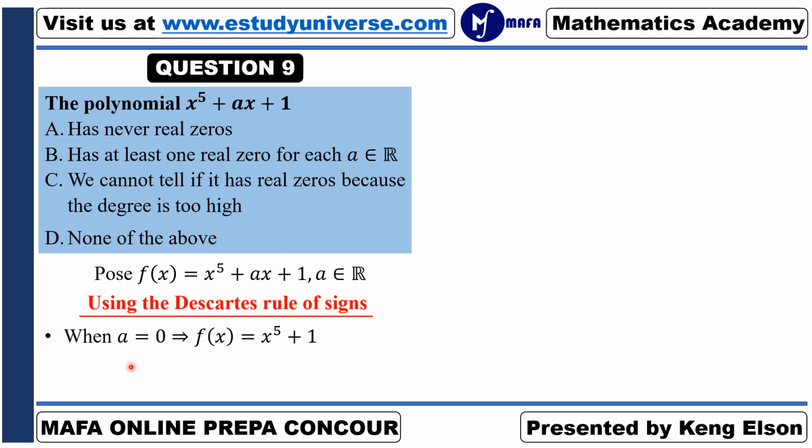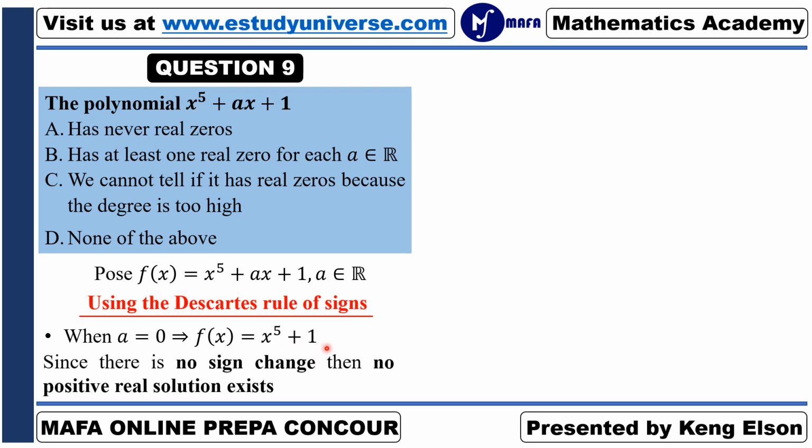Okay, so we take a to be 0, and our f of x becomes x to the power 5 plus 1. Automatically we can deduce that there is no sign change, because we are just looking at the sign changes. The sign in front of x to the power 5 is positive. When you go to the next term, it's still positive, so there is no sign change. And since there is no sign change in f of x itself, there is no positive real solution.